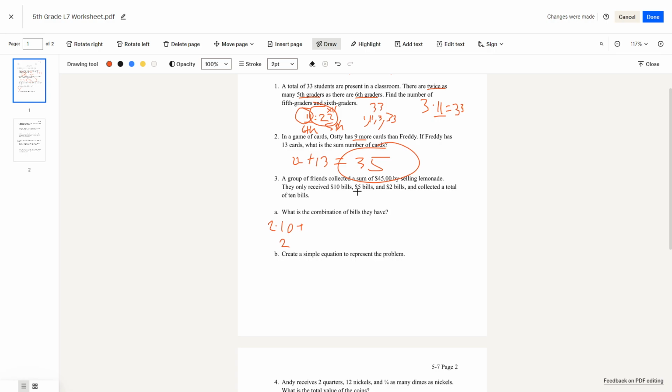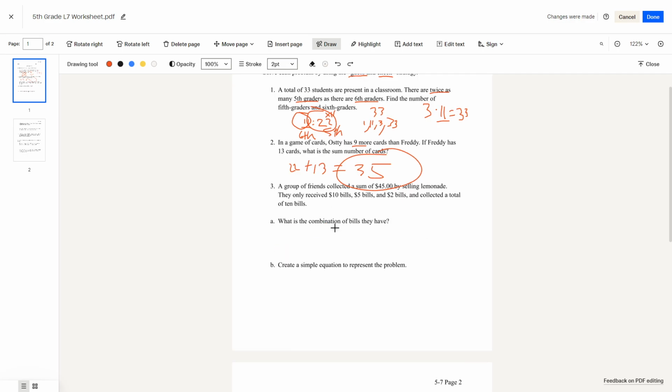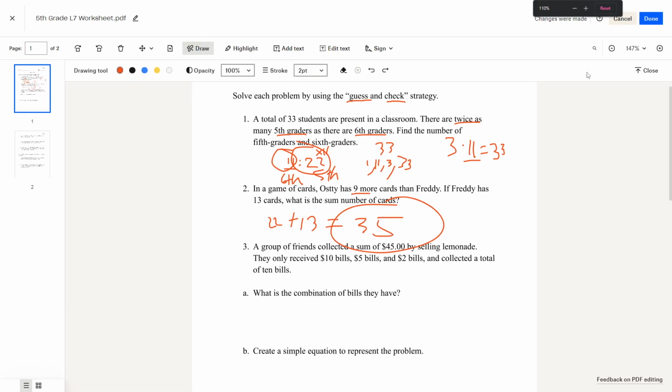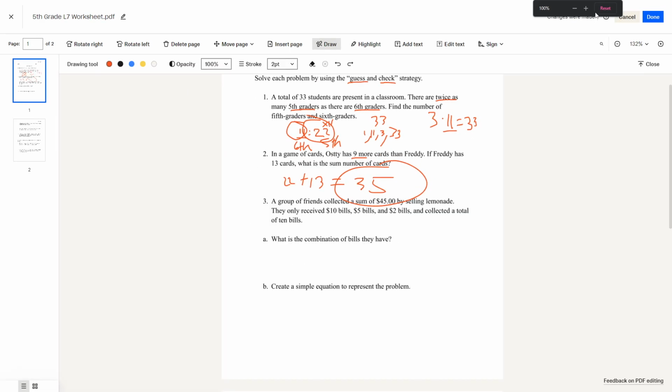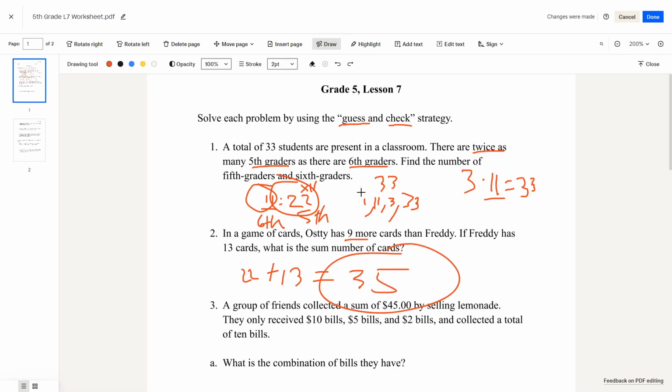Let's guess maybe 4 $5 bills. 4 times 5, which is also 20, and we have 4 here. And $2 bills, well, since 20 plus 20 is 40, and 45 minus 40 is 5, 5 is not divisible by 2 as a real number, therefore this answer is wrong. So let's guess again.